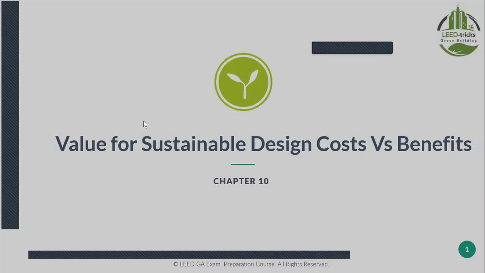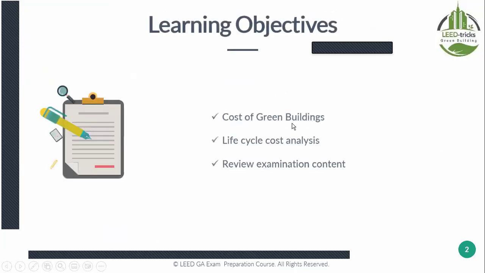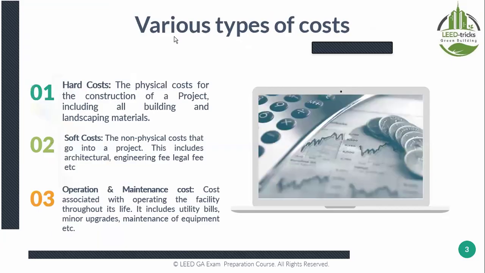Value of sustainable design versus cost. Small chapter, 5 minutes, we will finish. Cost of green buildings, life cycle cost analysis, and we will review after that the examination and open the discussion. The types of cost in green buildings are hard cost, soft cost, operation and maintenance cost.